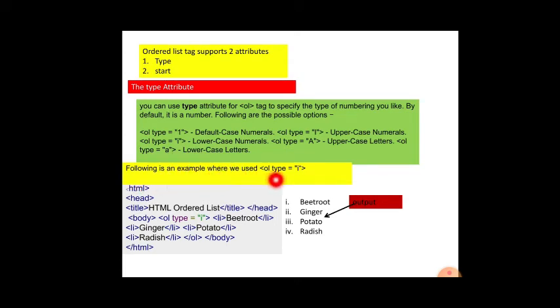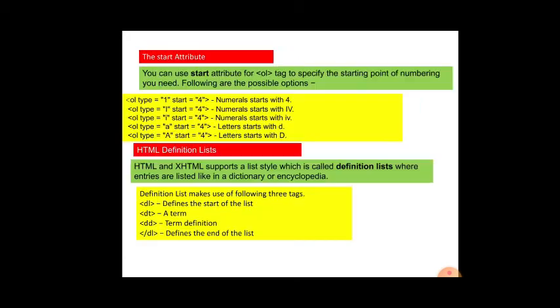Following is an example where we used OL type is equal to i, that is smaller lowercase numerals. So you can just see the output. OL type is equal to i has been given, so it starts from the smaller case numerals.